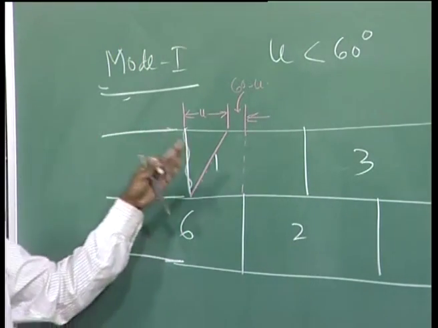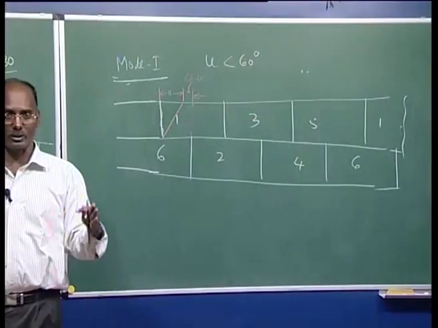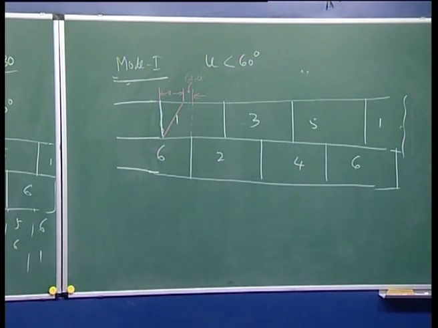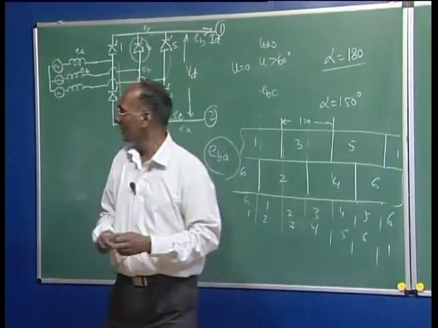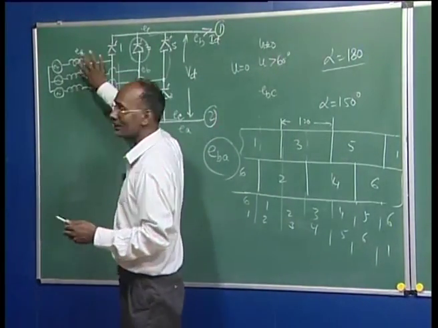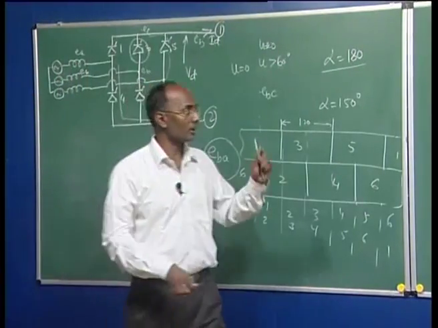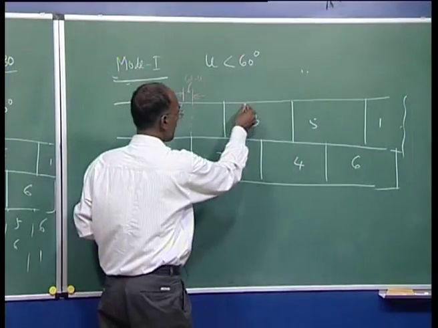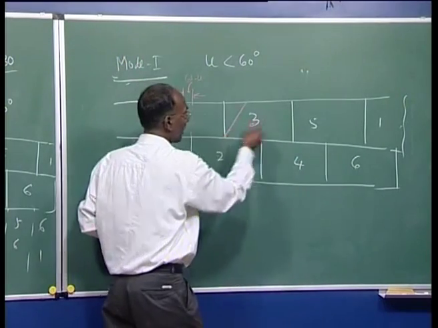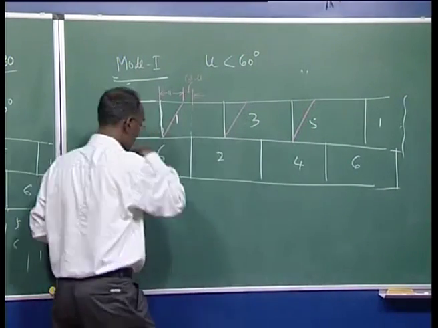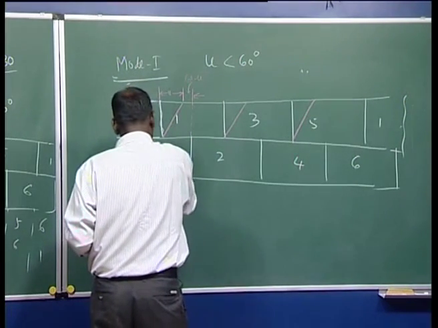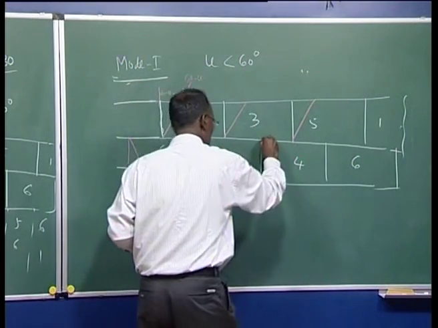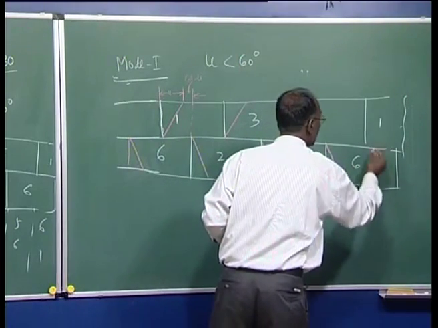Similarly, for all the valves we are again assuming symmetry, because the commutation angle u is the same for all the valves. It is not that u is changing. It is assumed that u is fixed due to the certain circuit condition, and it is the same for all cases. So what will happen? This will also go here, and this will be here, this will be here, and this will be here.